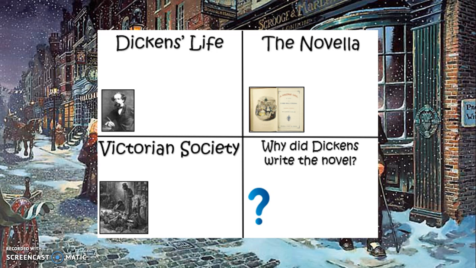So again, very similar to Dr. Jekyll and Mr. Hyde, Of Mice and Men, which are all examples of novellas. They're too long to be short stories, too short to be novels. So the novella, which is in between. Victorian society, and why did Dickens write the novel or novella?